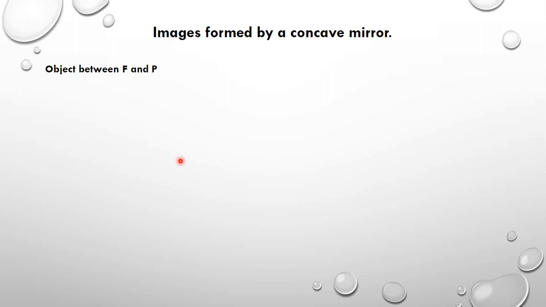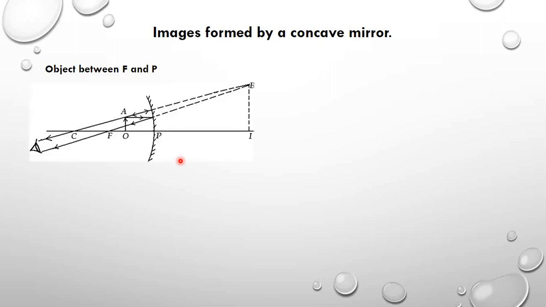So if the object is placed between F and P, then this is what we are going to have. How are we going to come up with this? First of all, we are going to draw our concave mirror here, and then we draw this axis, which is the principal axis. Then we place our object between F and P.